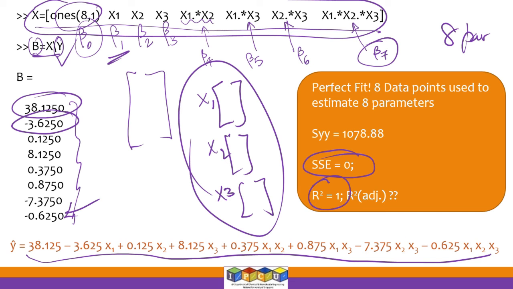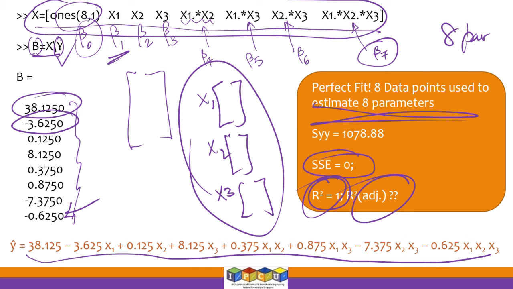Everything in the data y is captured in our model. That's why r squared is 1. We can't even compute r squared adjusted. All right, so this is the situation. It's a perfect fit because 8 points, experimental points, and 8 parameters, so there is no degrees of freedom left. So this is the thing, and so this is okay, right?